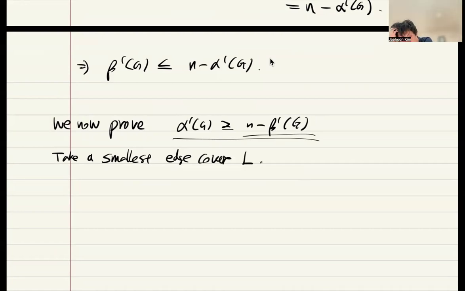Then we can try to consider how L looks. How does L look if you have a smallest edge cover? One thing we know is that if you have a vertex here and a vertex here, and this edge is in L, and this edge is in L, then we don't have to add this edge to L at all, because this vertex is already covered by this edge and this vertex is already covered by this edge. So there is no point of adding this edge to L.